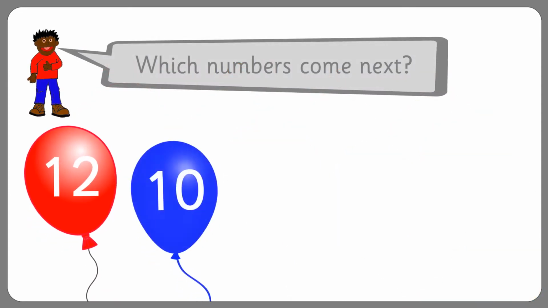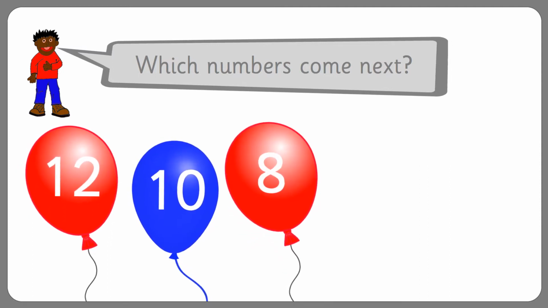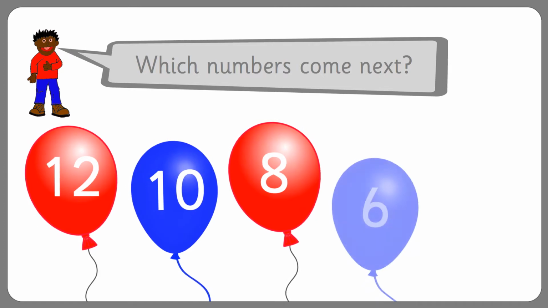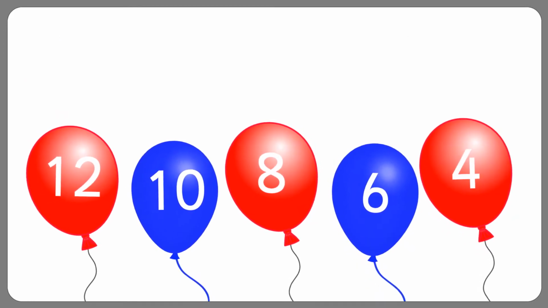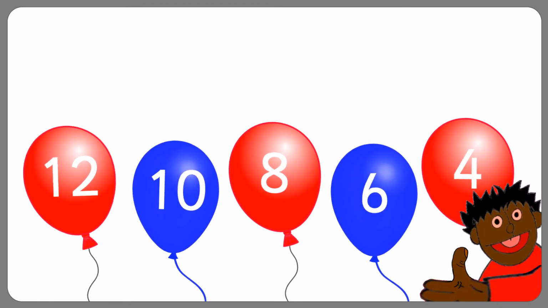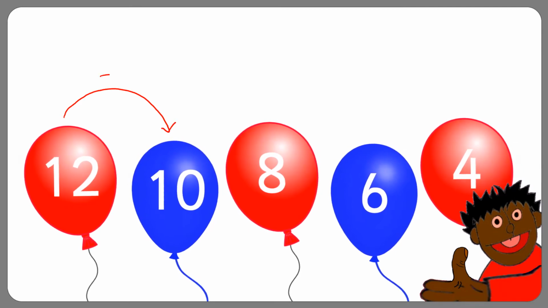Okay, we've got a red balloon with 12, then we've got a 10, then we've got an 8. Okay, what's next in the sequence? Have a little think. Okay, are you ready? Okay, the next number is 6. And after that, it's 4. Well done if you got that sequence correct. And of course, our rule this time was we were counting backwards in twos or taking away 2.